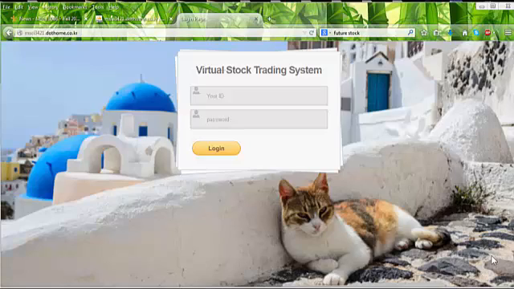Today I'm going to show you our software engineering project, Virtual Stock Trading System. I work with Justin Kim and Ashnor Jandu. First, I would like to have a brief introduction of our system.